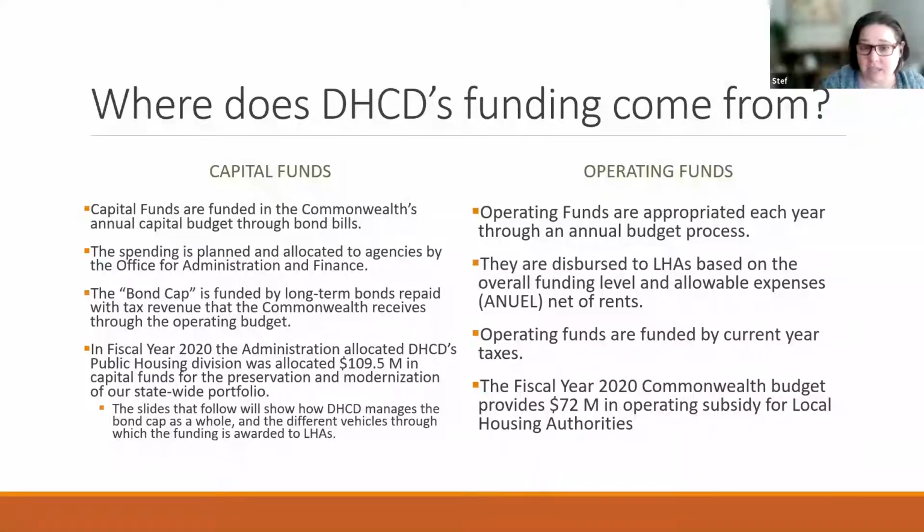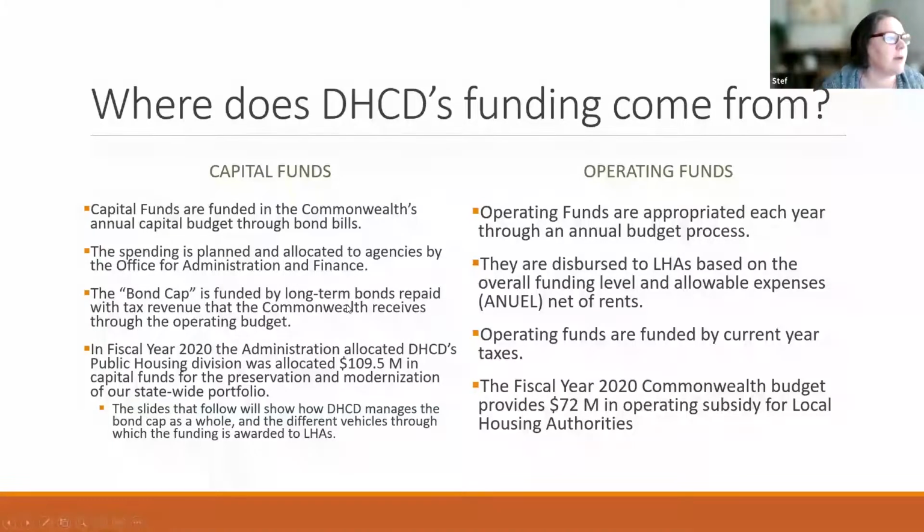Even DHCD, we fund both of these buckets, but from two separate parts of the agency, and we get the money from two different places as a state agency. So for example, the capital money comes from the Commonwealth's annual budget through bond bills. The spending is planned and allocated by various agencies, specifically the Office of Administration and Finance, which is under the governor's office and spans all of the spending across the Commonwealth. The bond cap, and again, that's the amount of money that we get from bond bills, right?